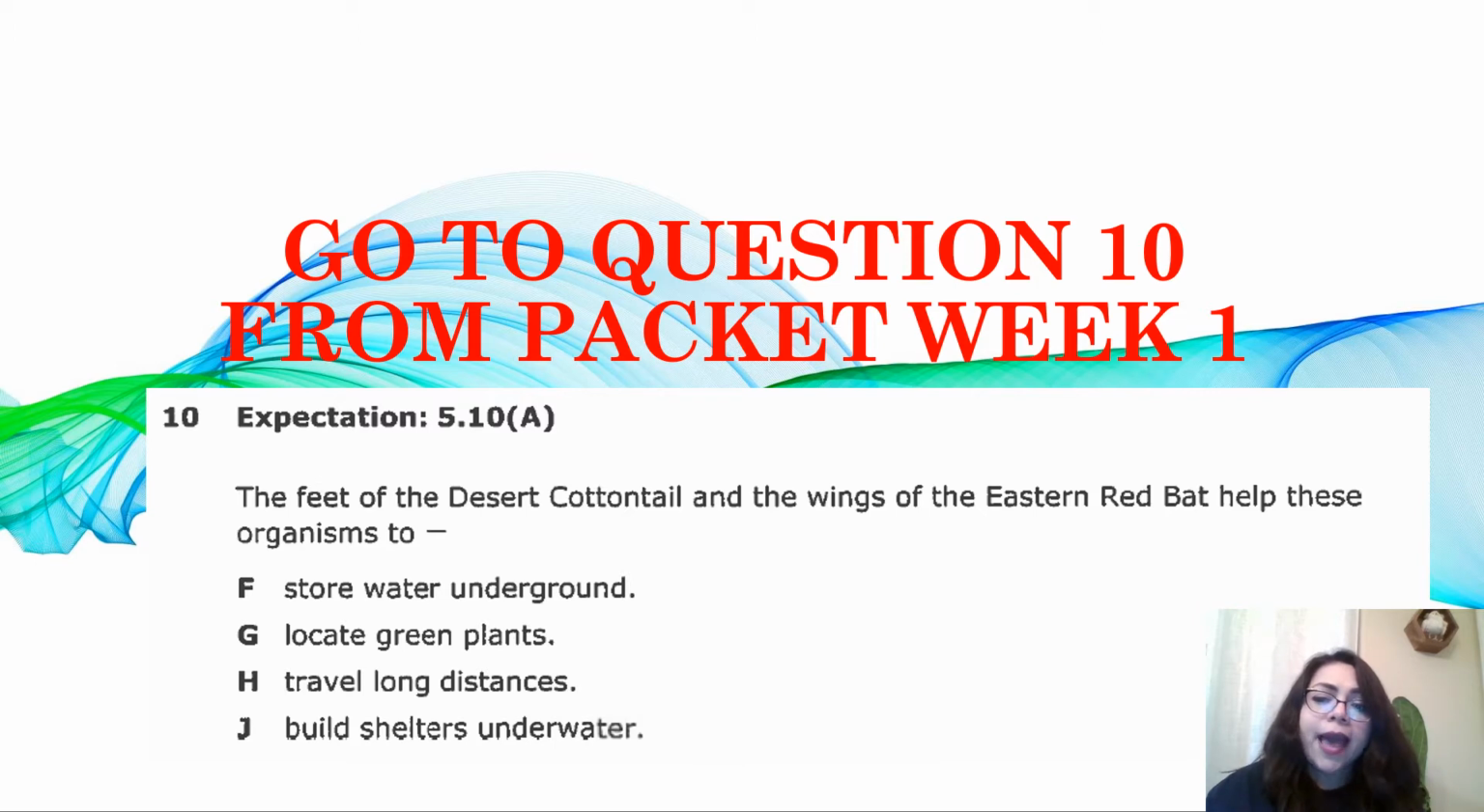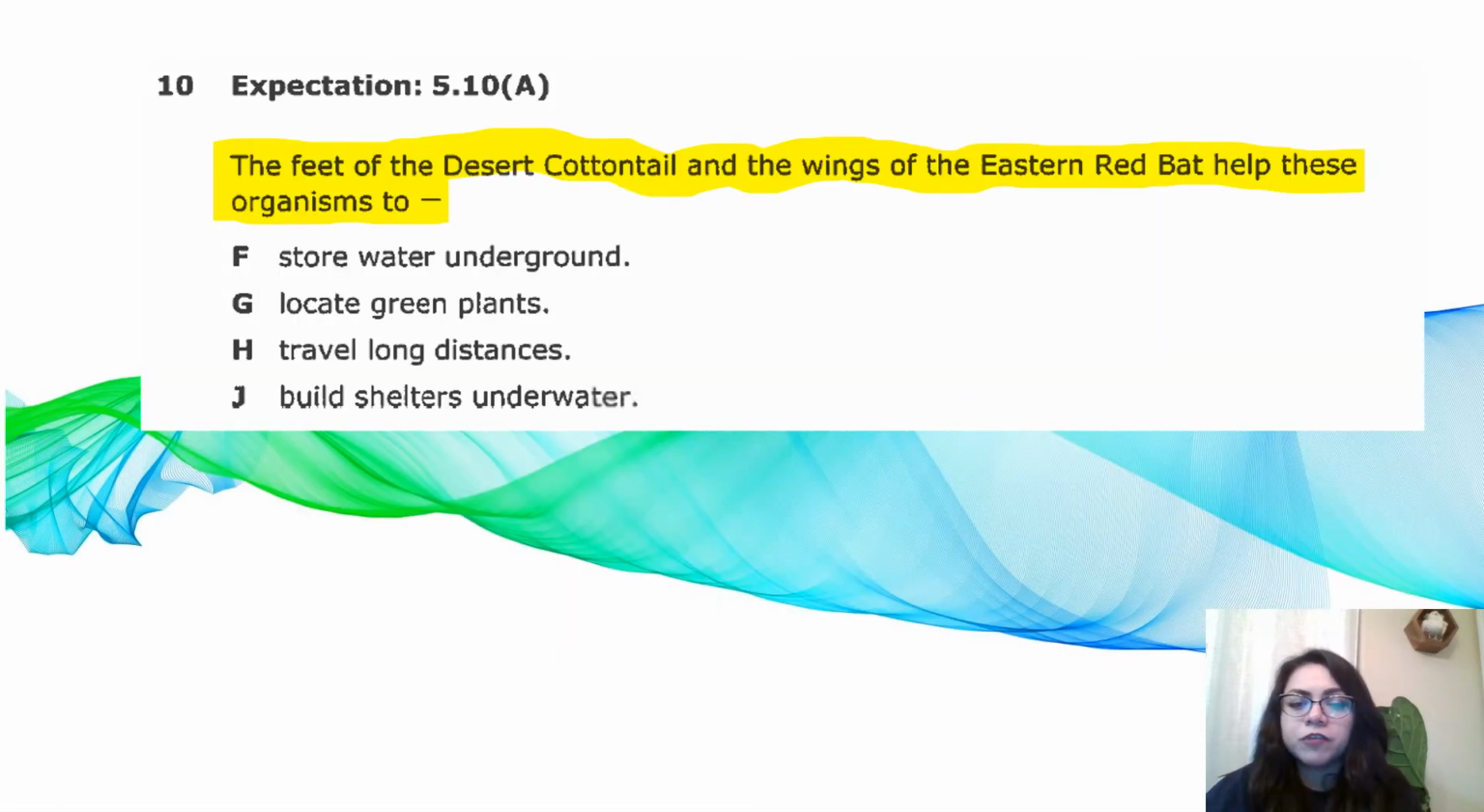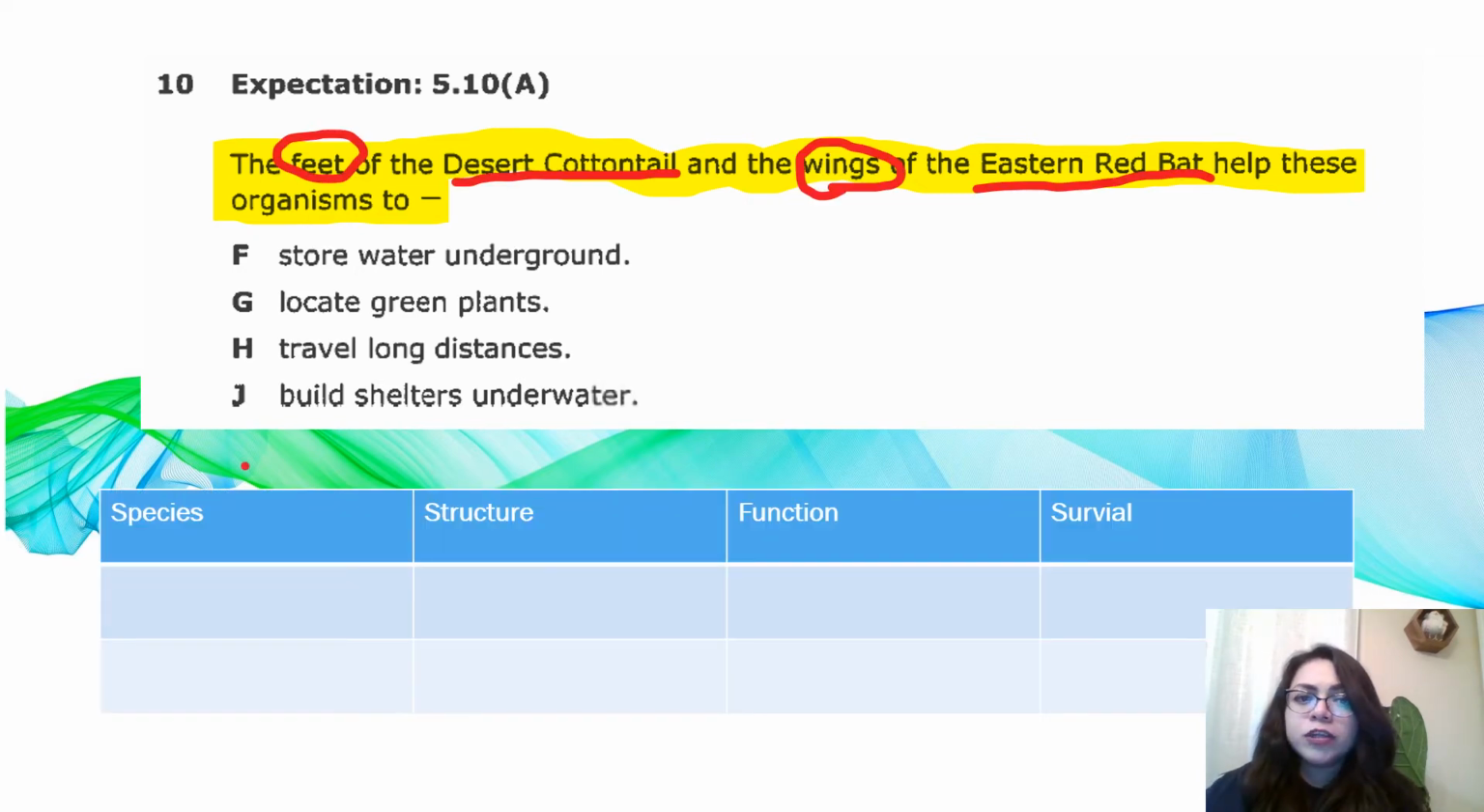When I read, I need to underline my question because this is what I need to answer. After I underline my question, I'm going to look at the keywords, important words that will help me fill out my strategy chart. Feet is an important word, the feet of the cottontail and the wings of the eastern red bat. I'm going to circle those words and I'm going to think, what do they have in common? The feet of the desert cottontail, how could it be similar to the wings?